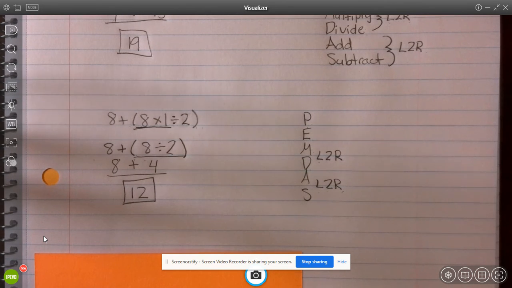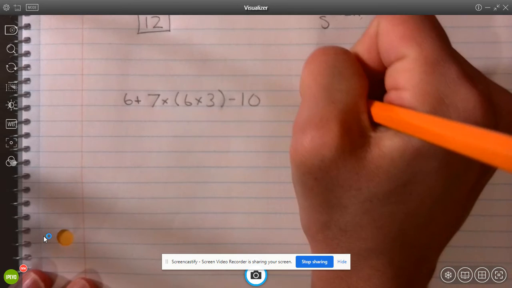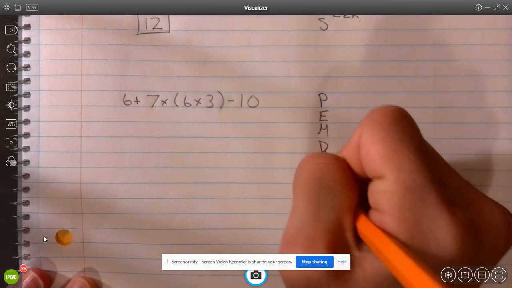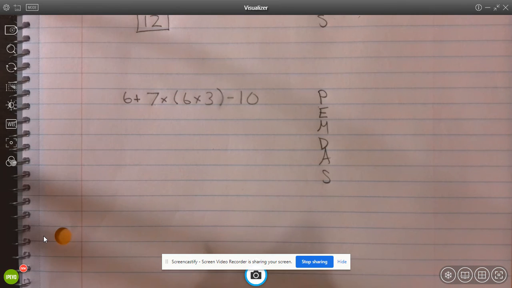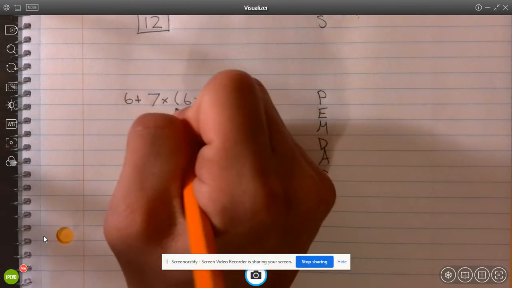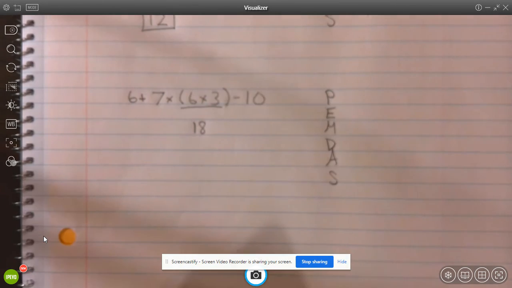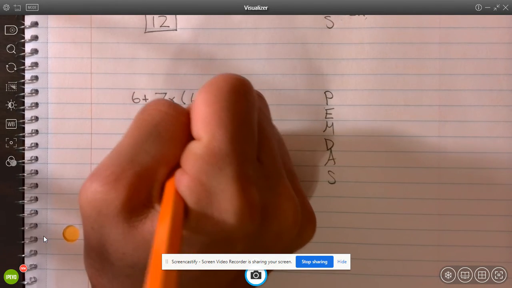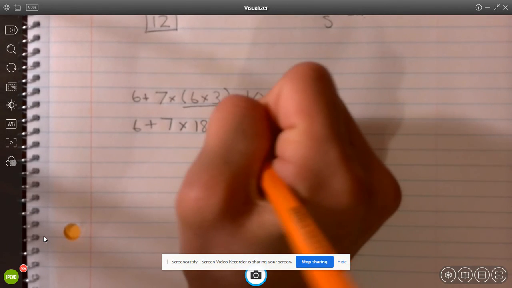Let's do one last one together. Remember to write PEMDAS on the side. My first step is parentheses. So if you see any parentheses, underline it. 6 times 3 is in parentheses. What is 6 times 3? 18. Then I bring down the rest of my problem. 6 plus 7 times, and then 6 times 3, we got 18, minus 10.